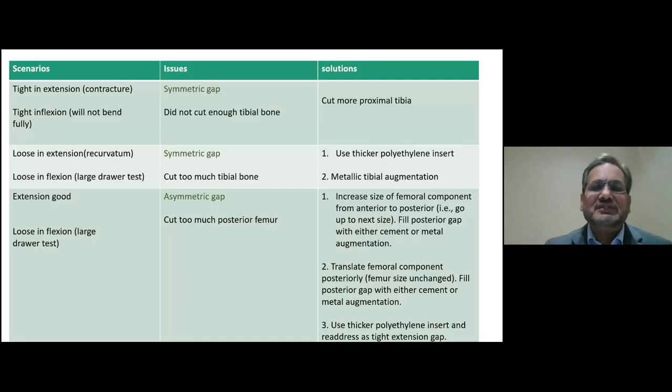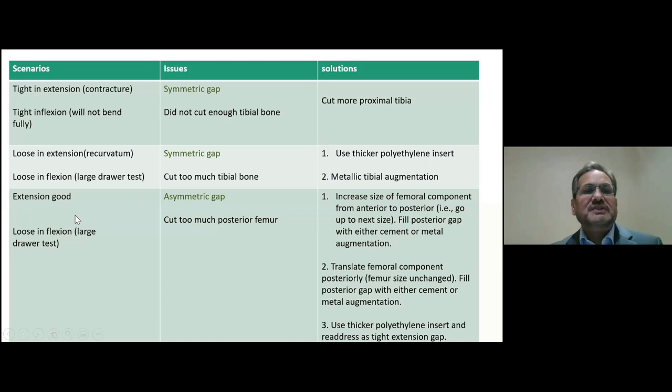There are quite a few scenarios, and they are all given in various books, and given in the Miller as well. If it is tight in extension and tight in flexion, we didn't cut enough tibia, so cut the tibia a bit more, and that really will resolve the problem. Similarly, if it's loose in extension and loose in flexion, probably we have cut too much tibia, so either use a thicker polyethylene insert or metallic tibial augments. This is very rarely done in the primary setting. You rarely see people using metallic tibial augments. Most of the time you can get away with using a thicker polyethylene insert.